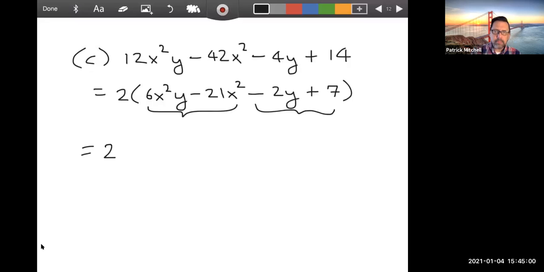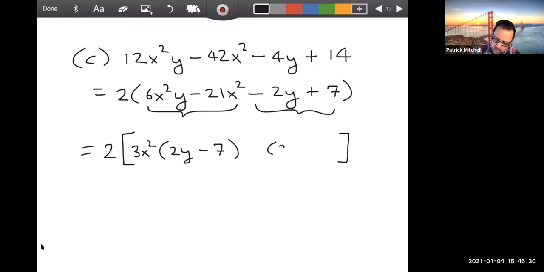Okay, I'm going to have to use 2 different kinds of brackets here to make it a little easier to read. 6x squared y and minus 21x squared, what they have in common is 3x squared, right? And if I were to divide those 2 terms by 3x squared, I would be left with 2y minus 7. So now how am I going to make a 2y minus 7 over here? What would I have to pull out of negative 2y plus 7 in order to get 2y minus 7?